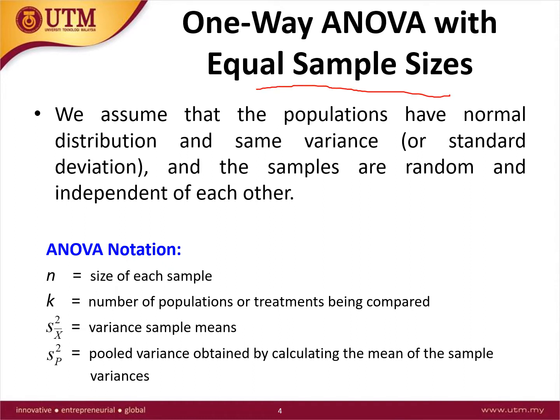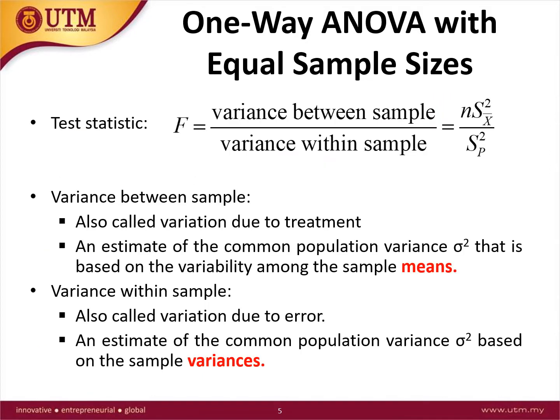We assume the populations have a normal distribution with the same variance or standard deviation, and the samples are random and independent of each other. This is the notation for ANOVA. n is the size of each sample, k is the number of populations, s squared is the sample variance, and s squared p is the pooled variance obtained by calculating the mean of the sample variances.